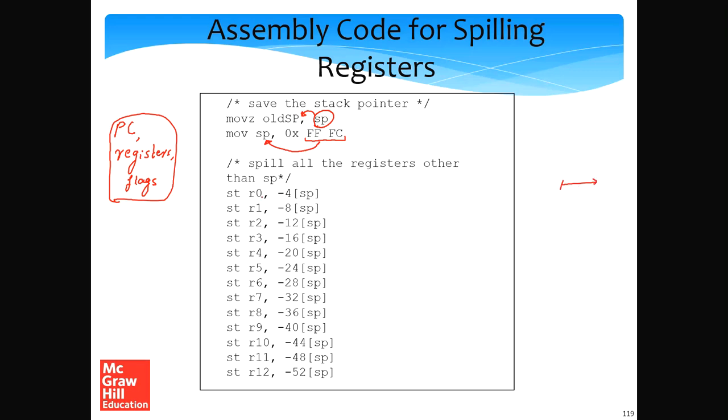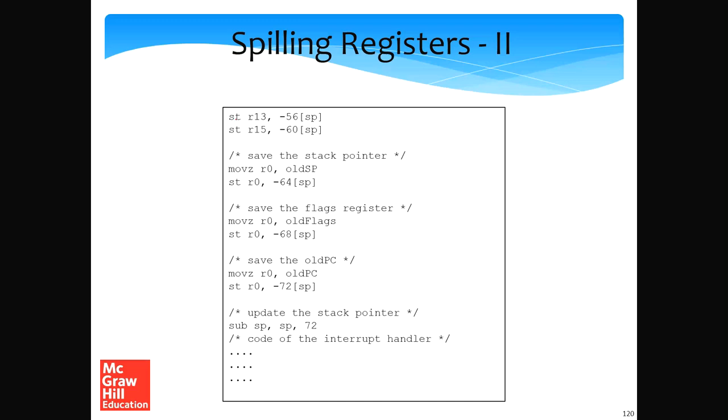So no problem. So we start storing our registers like this. We start storing R0 at SP minus 4, R1, R2, R3, R4, R5, R6, R7, R8, R9, R10, R11, R12. So we are simply storing the values of all our registers on the stack of the interrupt handler, and we store, mind you, R13 and R15. We don't store R14 because R14 is a stack pointer itself, so we don't do that.